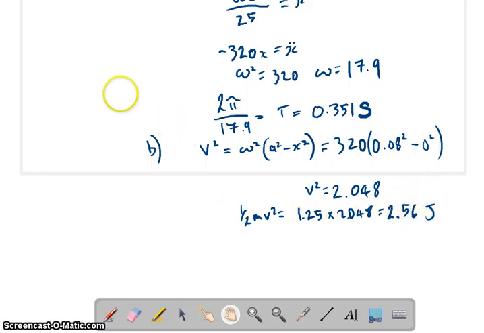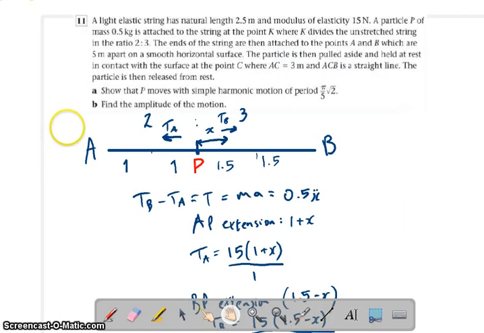And just one more question, just for fun, while we're on it. This bad boy is a bit brutal. Okay, so it's a light elastic string. It's originally 2.5 meters, modulus of elasticity 15 newtons. A particle of mass 0.5 kilograms is attached to the string at some point K, which divides the string in the ratio of 2 to 3. So I've got my ratio of 2 to 3 here.